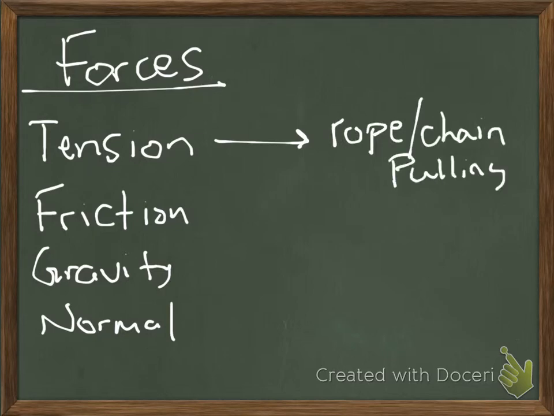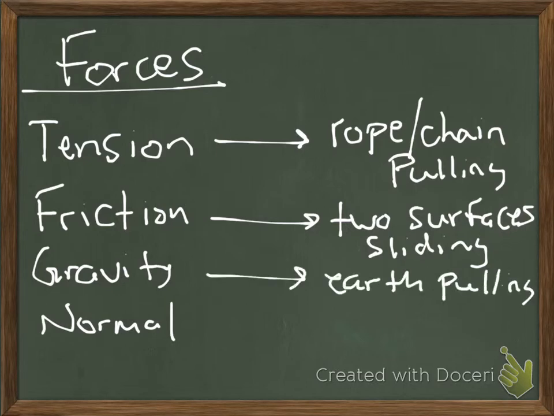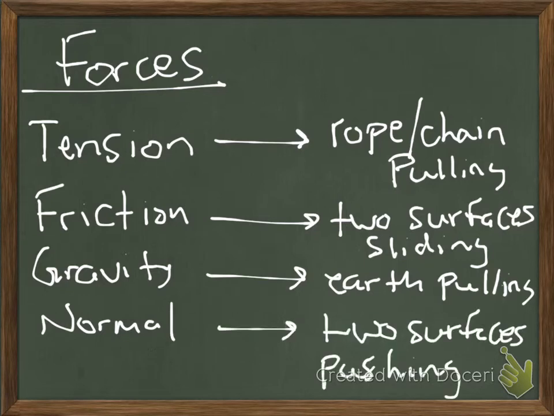If there's a rope or a chain or a string or something pulling on something else, then that's tension. If 2 surfaces are rubbing against each other, like the block sliding across the table, or slamming your brakes in the car and the tires skid, that's when 2 surfaces rub together, so that's going to be friction. Gravity is easy. It's just the earth pulling down on an object, so that is almost always going to be in your force diagram. And then the normal force is when 2 surfaces push on each other.